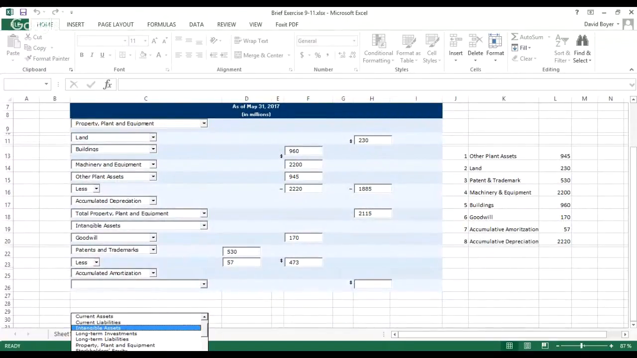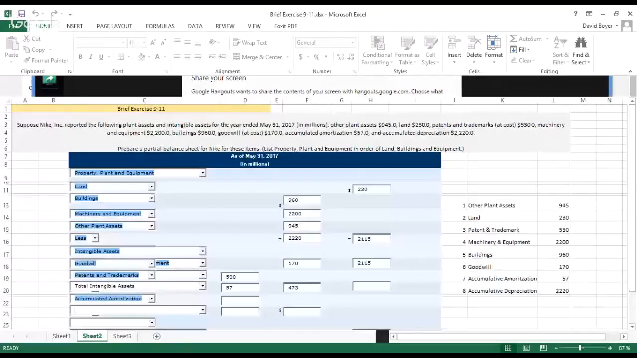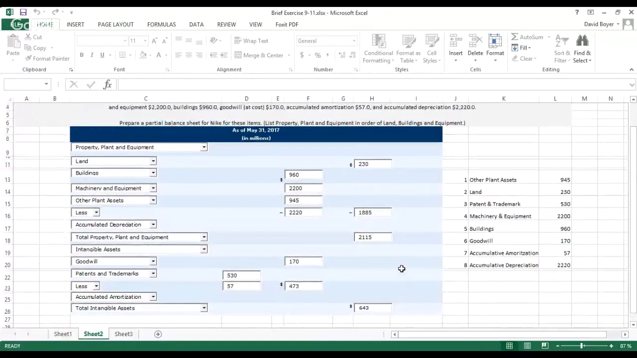Sorry, just give me a sec, got to scroll down here. Total intangible assets, there we go. In order to get this, we sum up these two here. Let me pull up my calculator, and 473 plus 170 equals 643. All right, guys, that's everything.